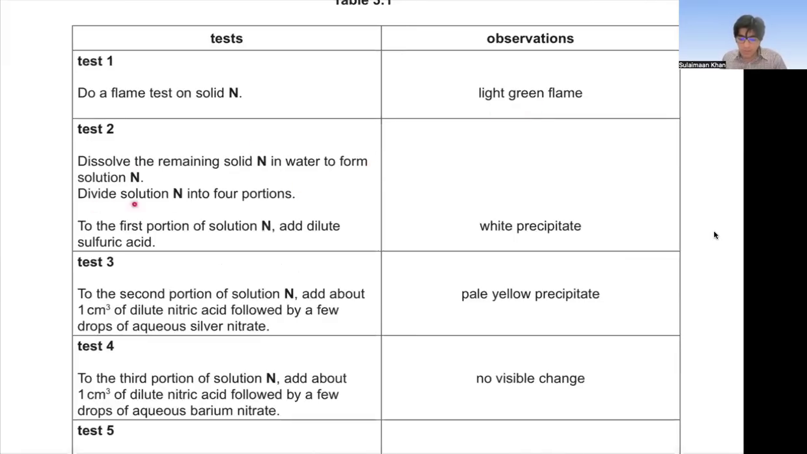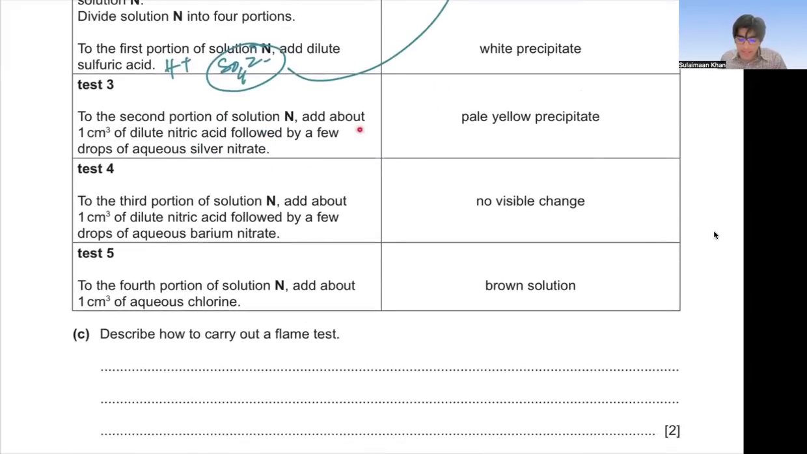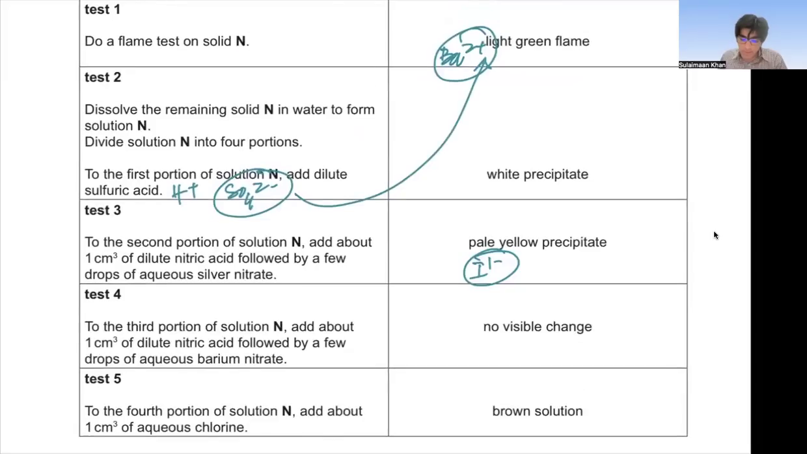Dissolve it in water and form a solution, divide it into 4 portions. Because you add dilute sulfuric acid and get a white precipitate. Sulfuric acid contains the hydrogen ion and the sulfate ion. So it gives you a white precipitate that further confirms the barium 2+ ion, because barium sulfate gives a white precipitate. How easy it is. To the second portion of N, add nitric acid followed by silver nitrate. If you get a pale yellow precipitate, it means you also have the iodide ion.